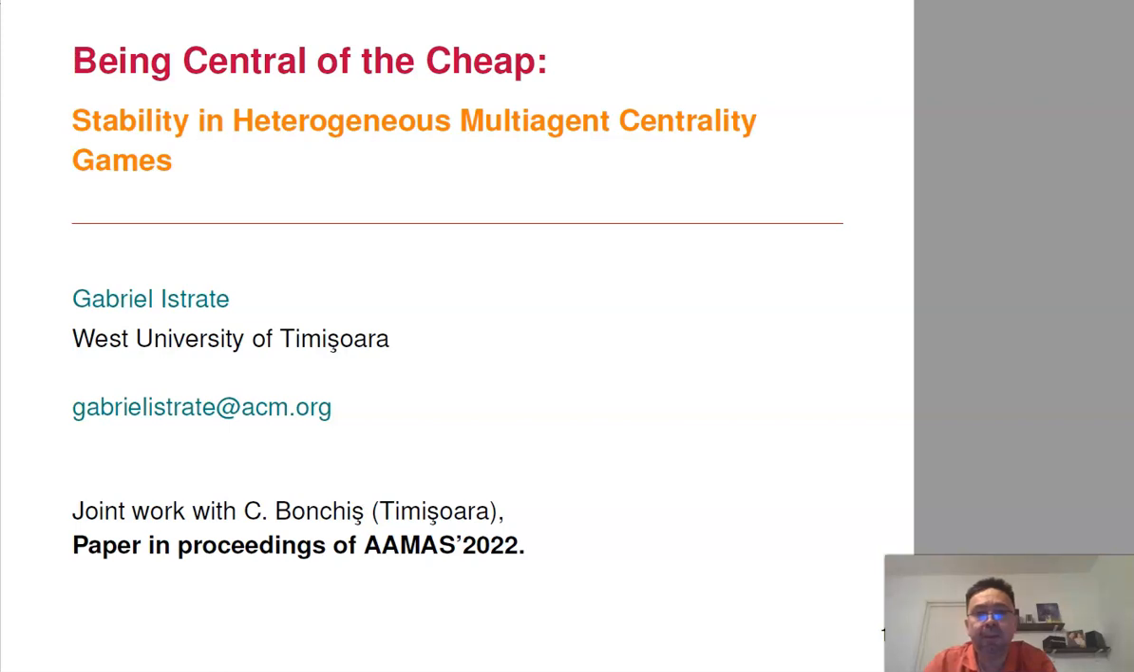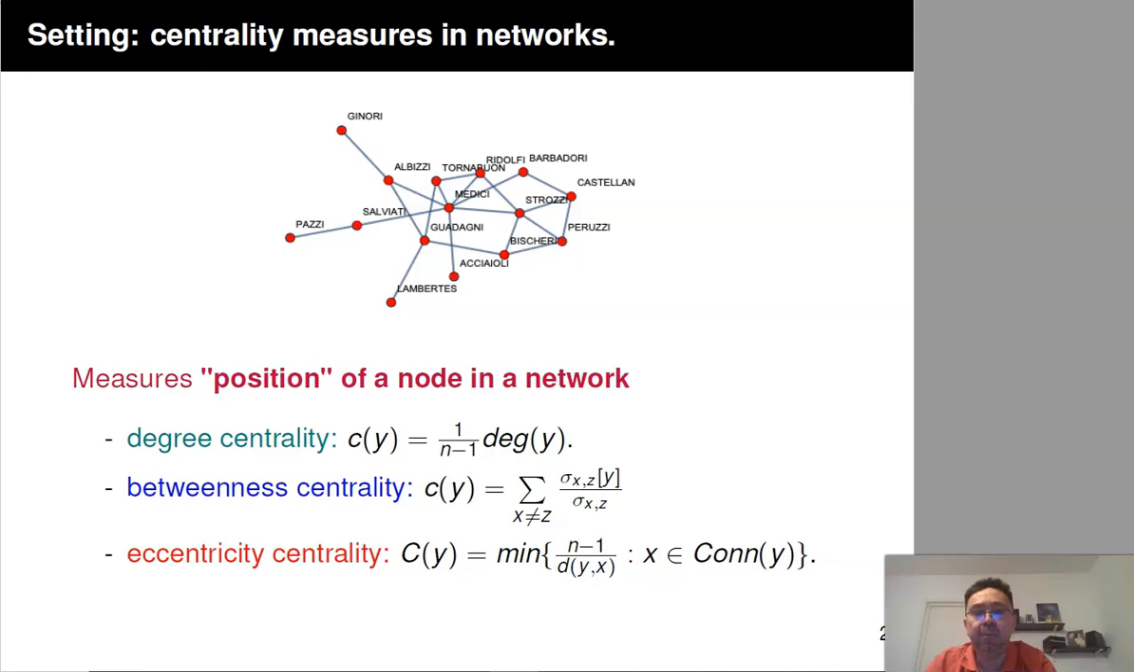Hello, I'm going to be talking in this presentation about stability in heterogeneous multi-agent centrality games. This is joint work with my colleague Cosmin Bonkish. In this paper, we're interested in the concept of centrality measures in networks.